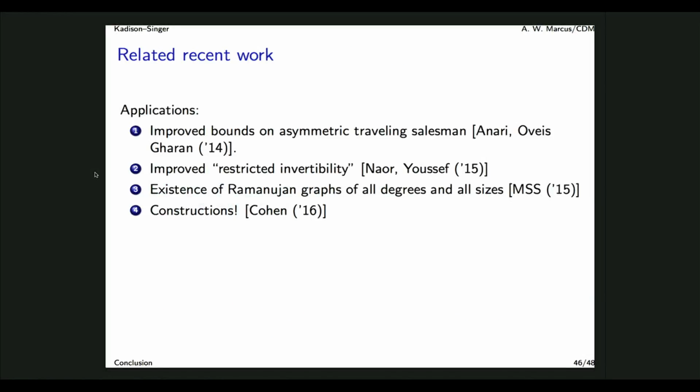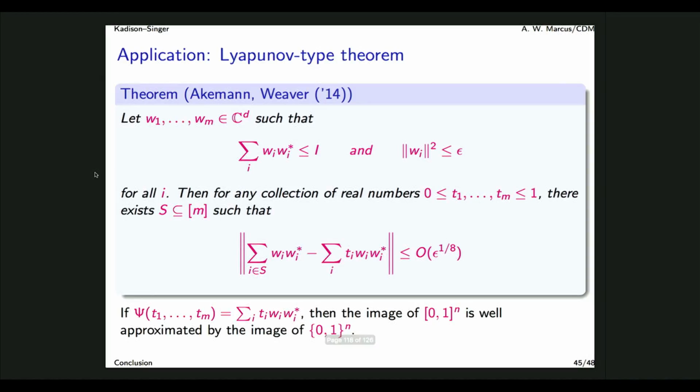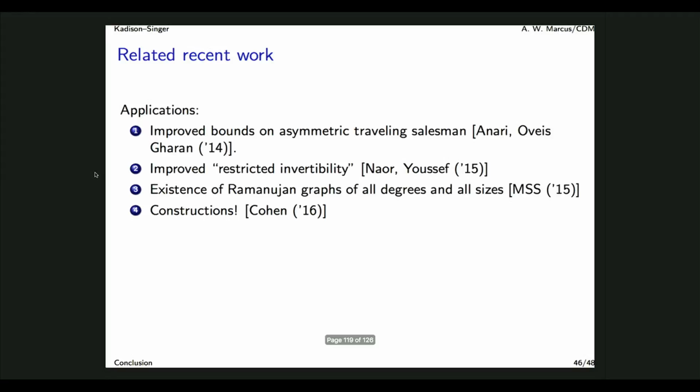And I wanted to mention some recent work. So I mentioned this idea of semi-definite programming and being close. Nima Nari and Shayana Veskaran use this idea along with about 1,000 other ideas to get improved bounds on the approximation algorithm for asymmetric traveling salesman. So previously, the known integrality gap was log n, and they were able to show that, in fact, the integrality gap was some polylog log n, which is much smaller.